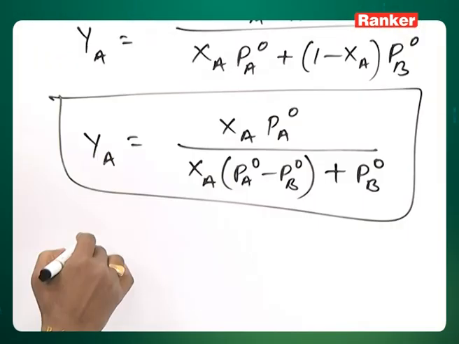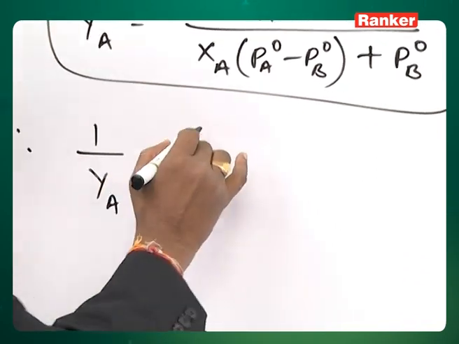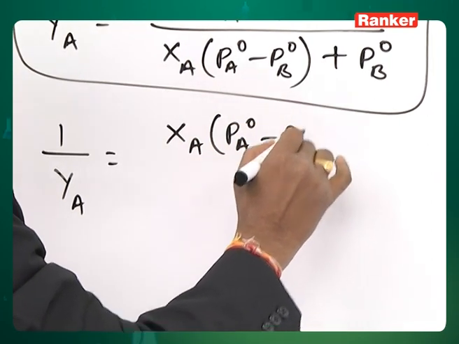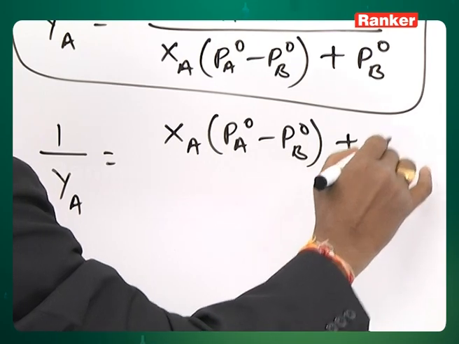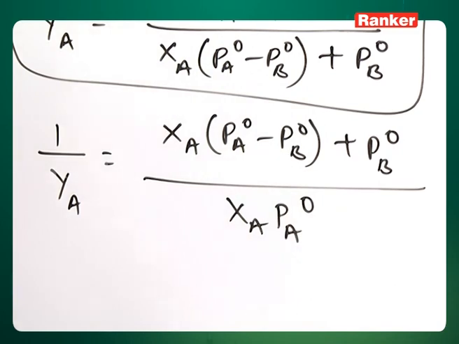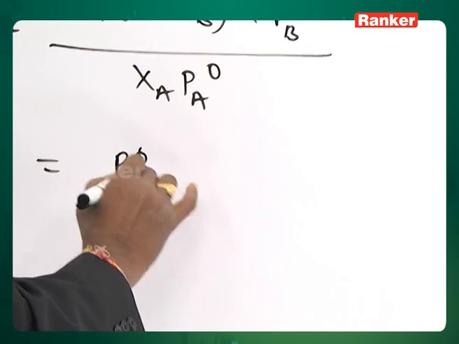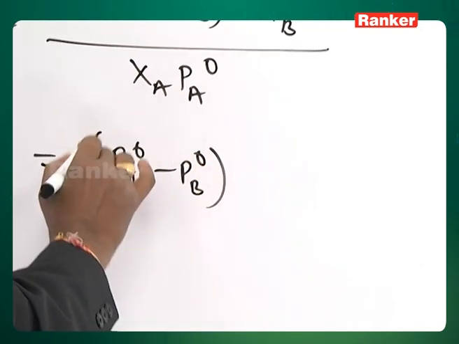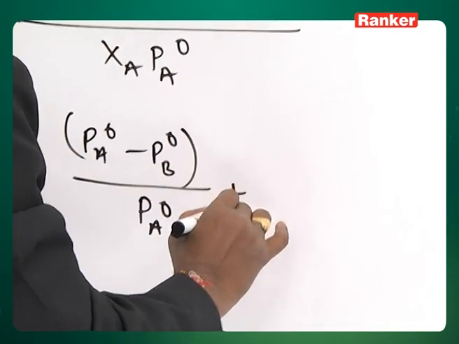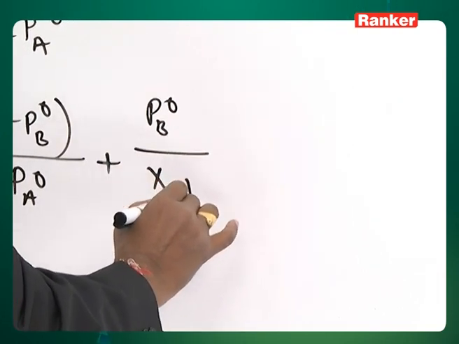Now, if I reverse this equation, I will get 1 by Y A is equal to X A into P A naught minus P B naught plus P B naught by X A P A naught. So, this in turn is equal to P A naught minus P B naught by P A naught, because now this X A cancels, plus P B naught by X A P A naught.